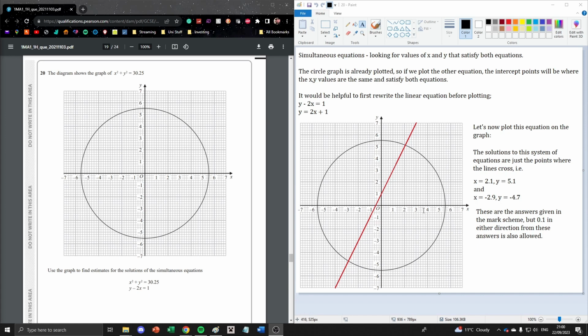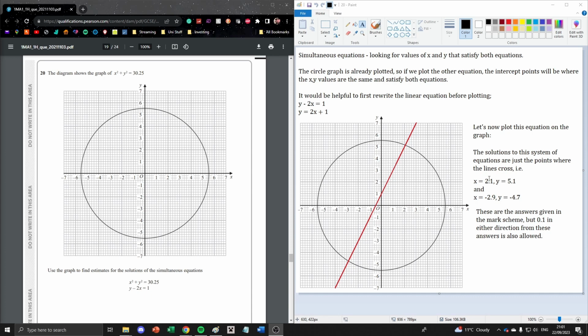So we can rewrite this linear equation in our normal form by adding 2x to both sides, and we get y equals 2x plus 1. So obviously we're just looking for a line with y-intercept 1 and gradient 2. And then we're going to look at these intercept points here, and we're going to look obviously pretty roughly because we've just plotted a line.